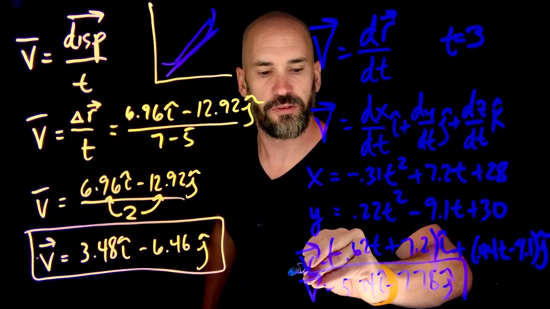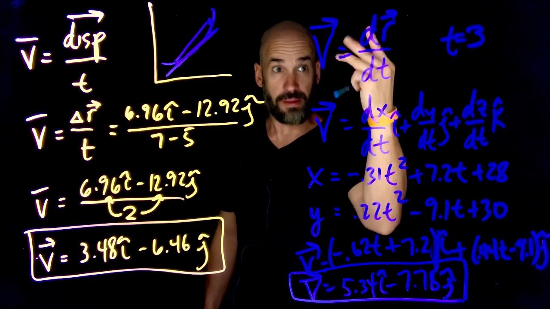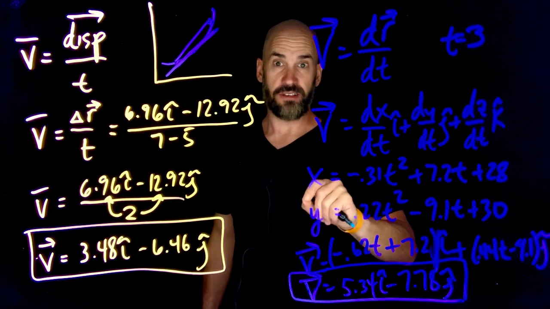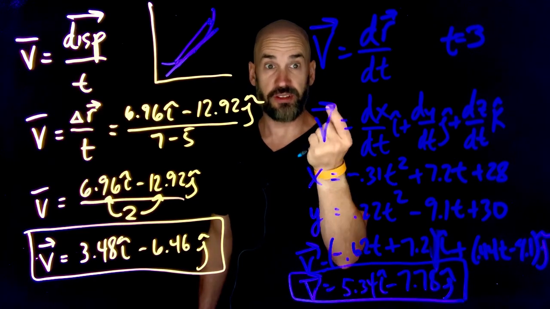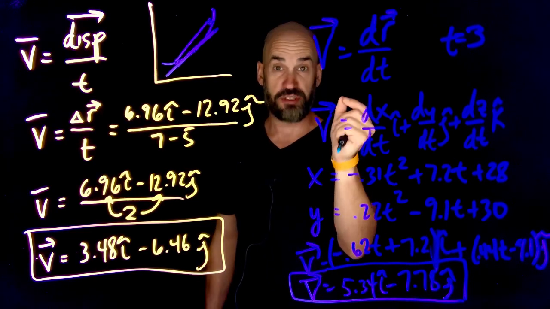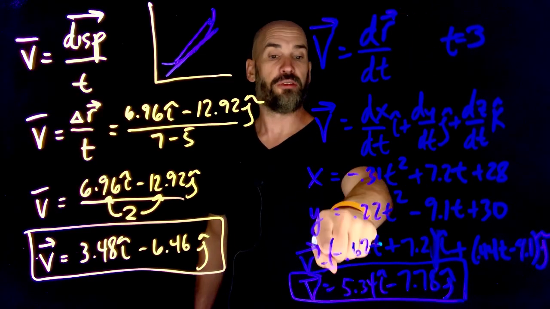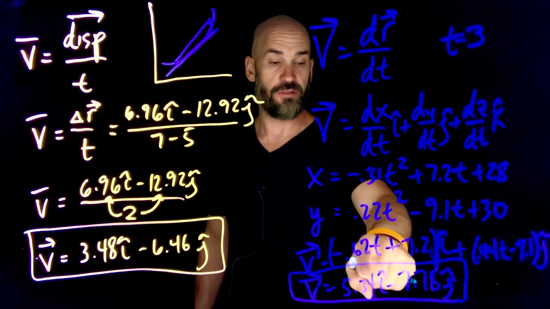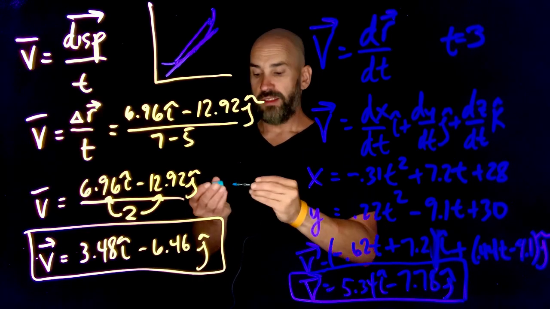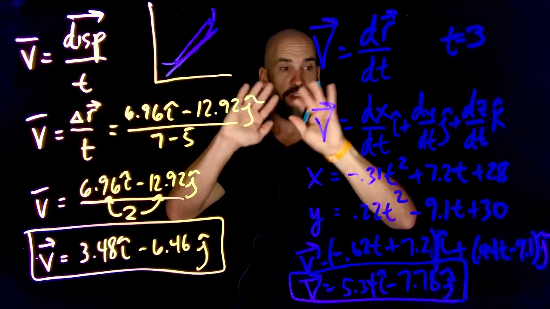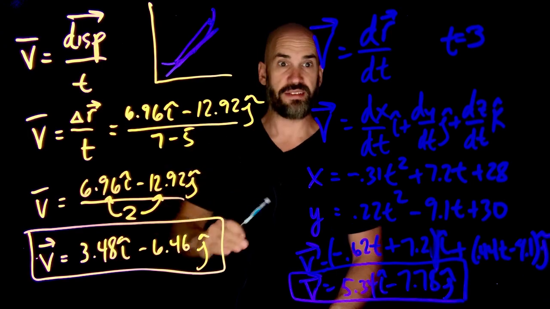As always, feel free to check me. But this means at this point in time, t equals 3 seconds, that's the velocity vector. From this, we can find out how fast you're actually moving, the speed, the magnitude of velocity, simply by using the Pythagorean theorem: this squared plus this squared, square root. And we can also find the direction that you're moving by taking inverse tan of this over that. So there's a little bit there. Feel free to stop the video at this point and go through the process.